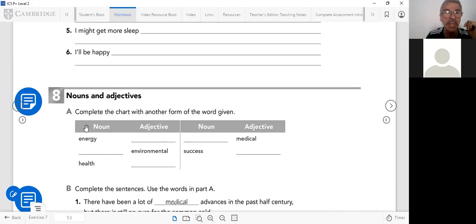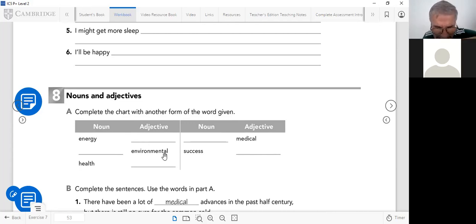So you have to change the end of the word. Let me check if this is correct. But I don't want to click in here because I don't want you to watch the other ones. But it's energetic, okay?